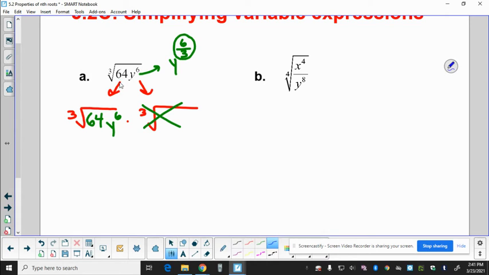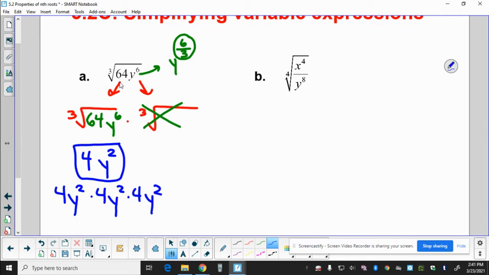So the cube root of 64 is 4. And the cube root of y to the 6th is 6 divided by 3, which is y squared. Now think about that. 4y squared times 4y squared times 4y squared. Yeah, that does work, right? That's 64. Add up all your exponents. That's y to the 6th. So there's your answer. Okay?